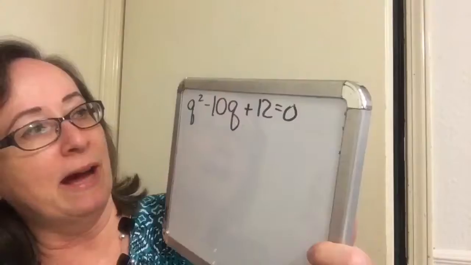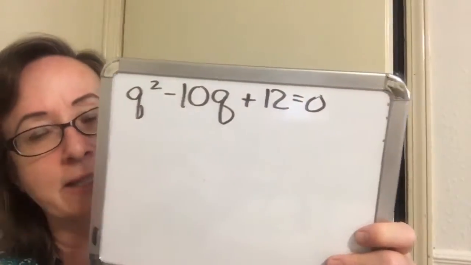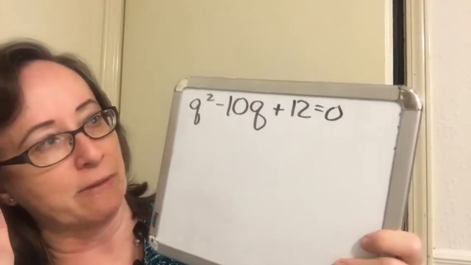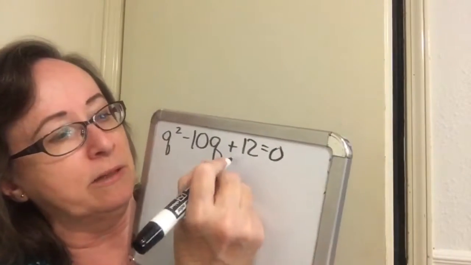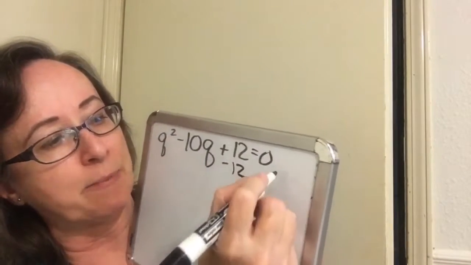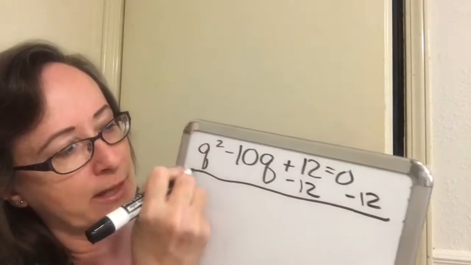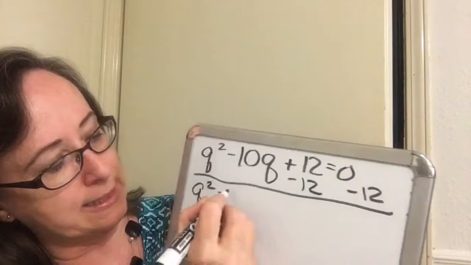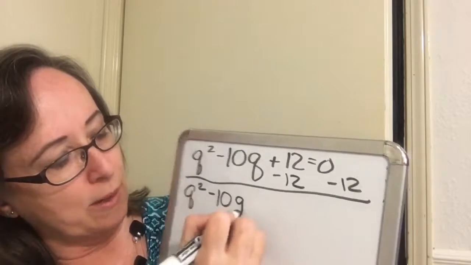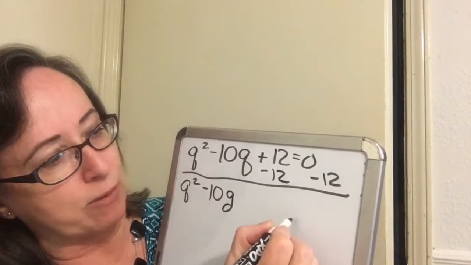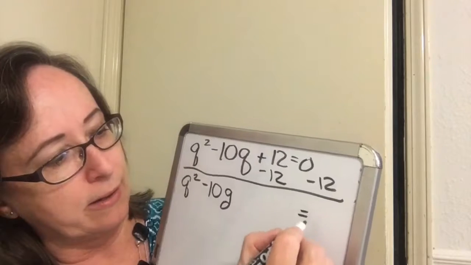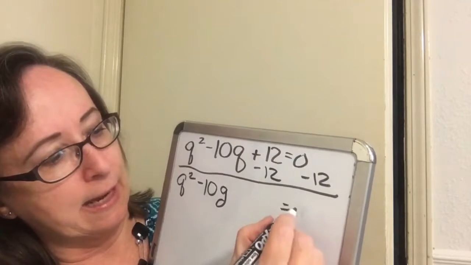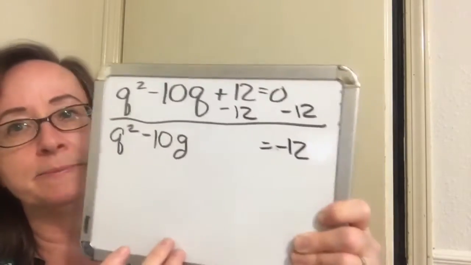All right, so now I have an equation. Everything's on the left, but it is not factorable. There's no way that you're going to factor that one. So I'm going to get the 12 on the other side by subtraction. So I get q squared minus 10q. I'm going to leave a blank because I'm going to try to complete that square. And I'm going to get a negative 12 on the right side.